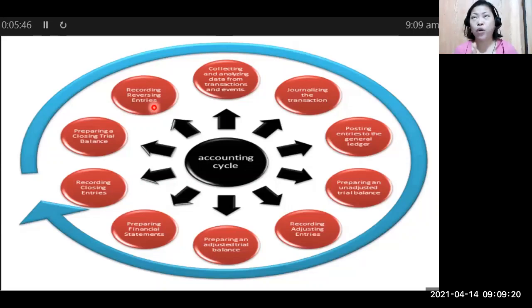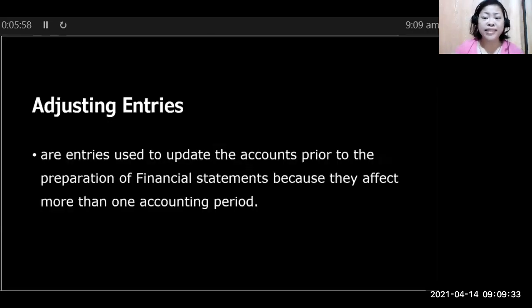Sometimes this is called optional, the reversing entries. So that is your accounting cycle. Now for today, we're going to discuss specifically adjusting entries. So in this lesson, we're going to familiarize ourselves with adjusting entries. What are adjusting entries?